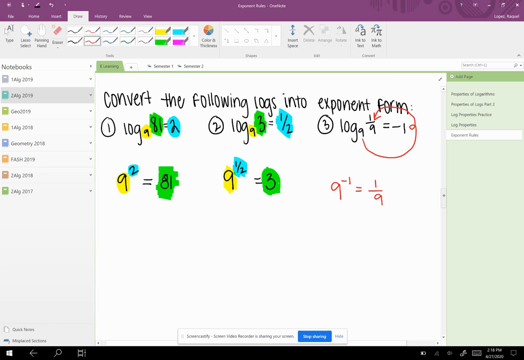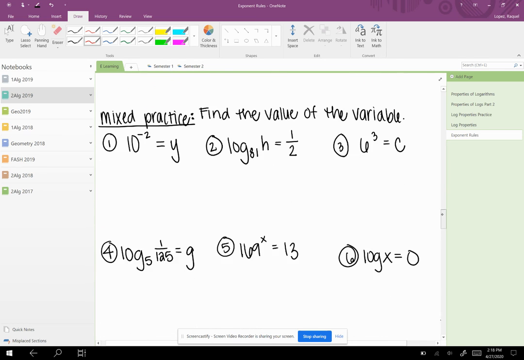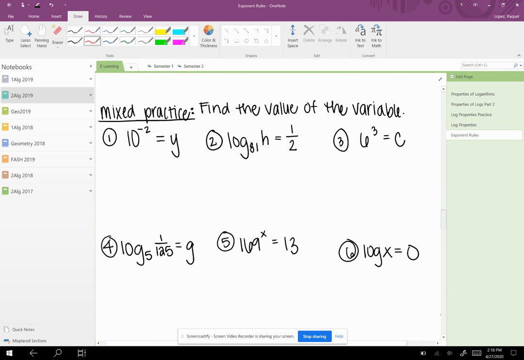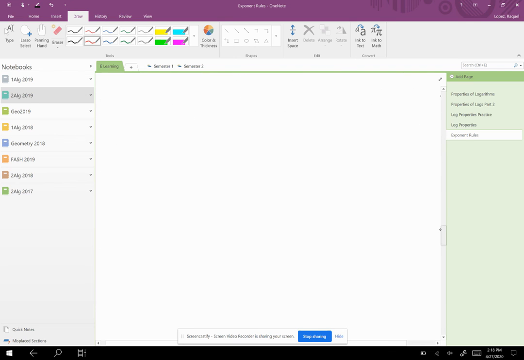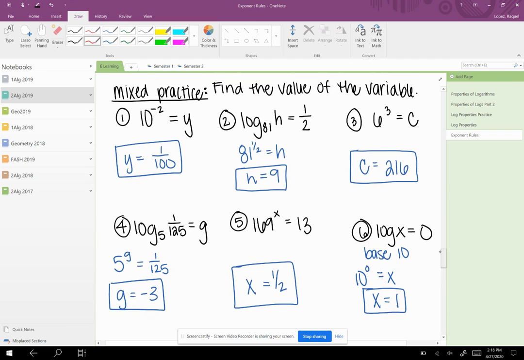Okay. All right, guys, so let's practice finding the value of each variable. Go ahead and hit pause on this video, copy down these problems, and find all of the missing variables in these expressions. All right, welcome back. So we're going to go over the solutions to these, and I'm just going to show them to you on the screen right here.